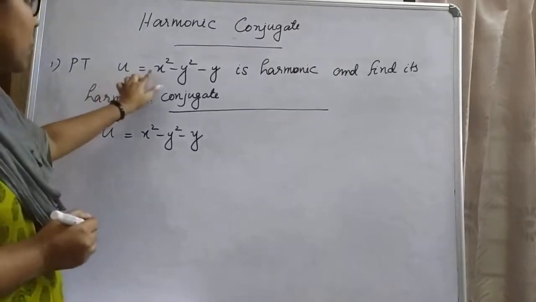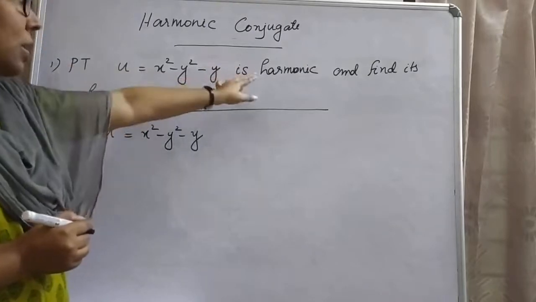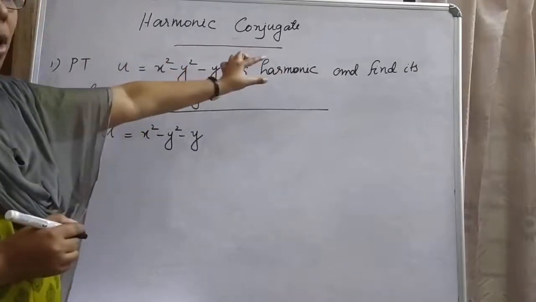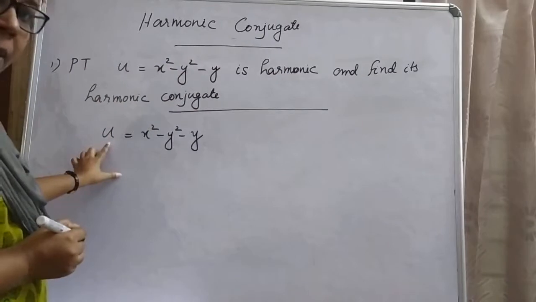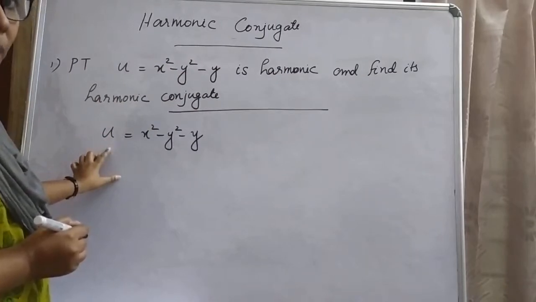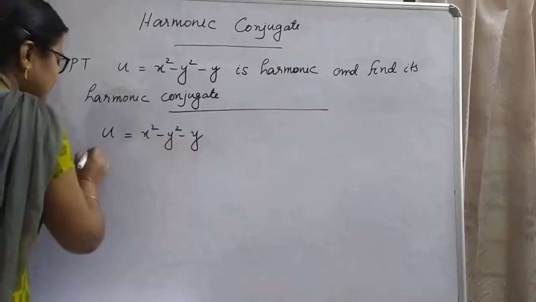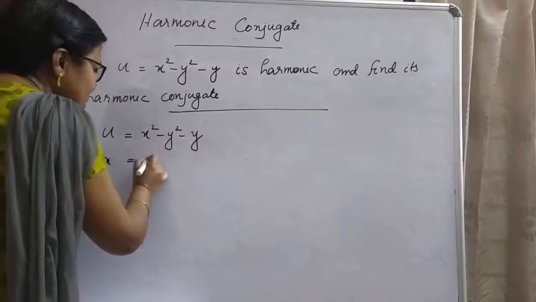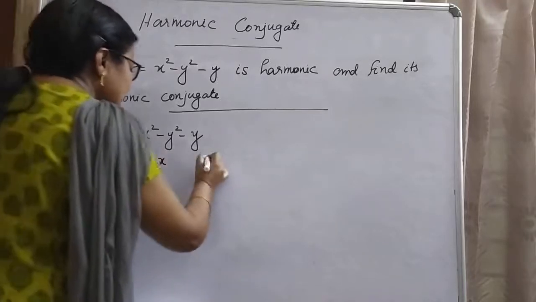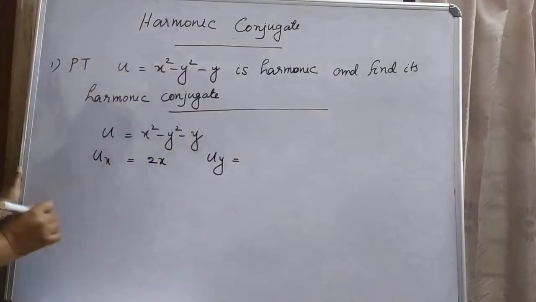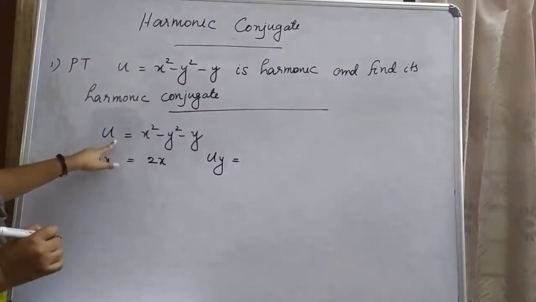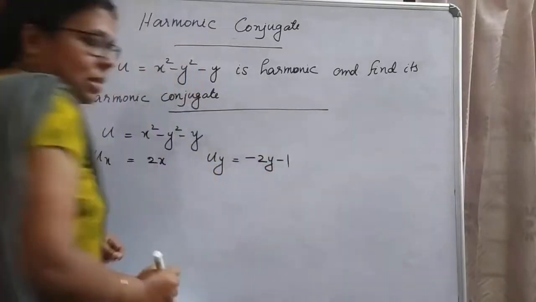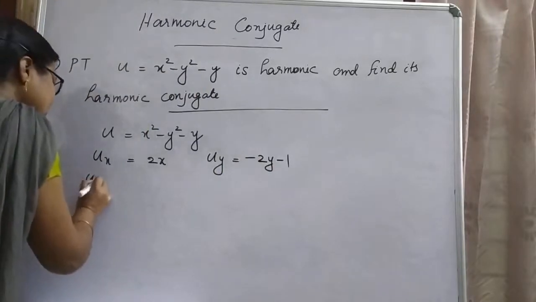Prove that u equal to x square minus y square minus y is harmonic and find its harmonic conjugate. First, we have to show that u is harmonic. For this, we have to find ux, uy, uxx and uyy. U is given. Therefore, ux is ∂u/∂x, which is the partial derivative of u with respect to x, which is 2x. Then uy. Uy is ∂u/∂y, which is the partial derivative of u with respect to y, which is minus 2y minus 1.